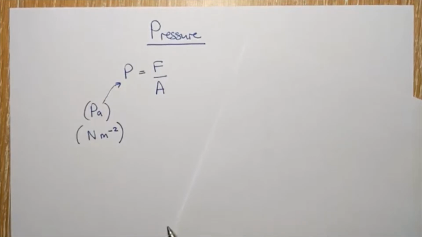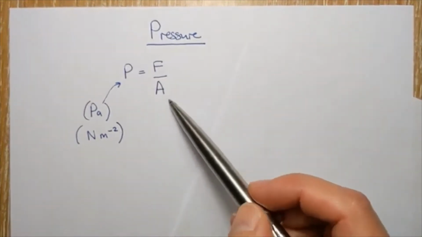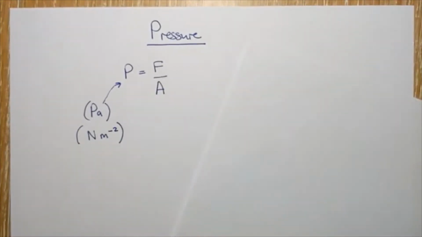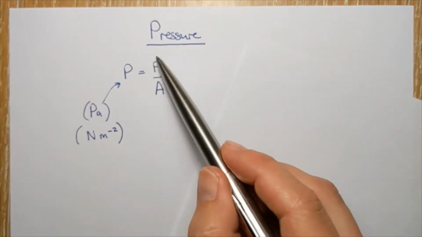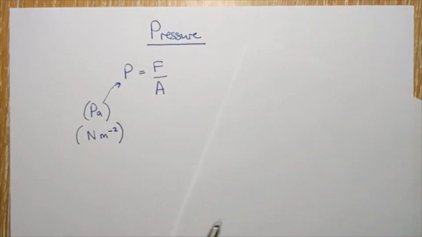Now, you'll be familiar with reducing pressure by having a larger surface area and increasing pressure by having a smaller surface area. New to A level is the idea that this force is perpendicular to the surface.